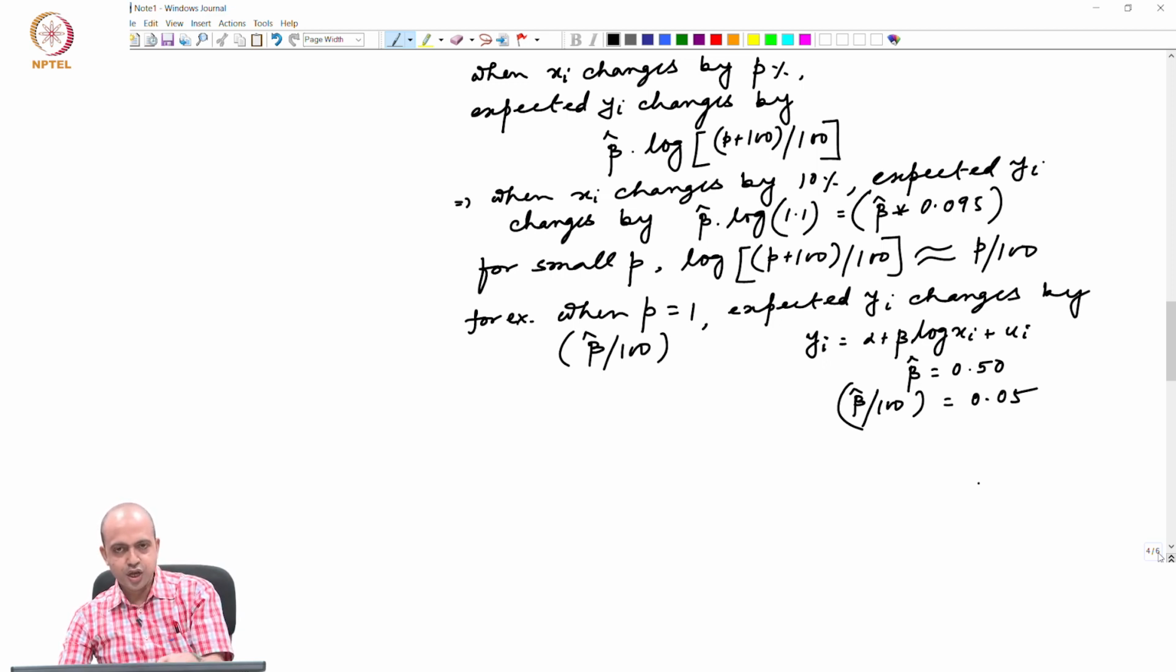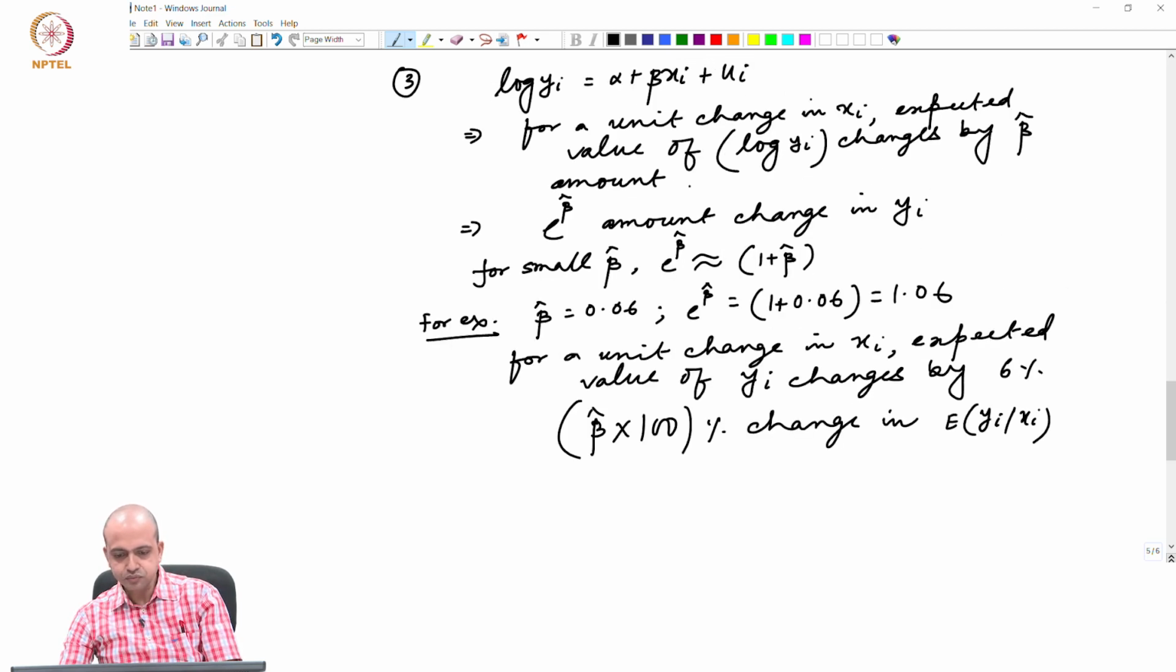And when your y is log but x is not, then you multiply beta hat by 100, and you will get the percentage change in your y. That is what you need to keep in mind, and when both are log transformed, you do not have to do anything, because that is a direct elasticity measure.